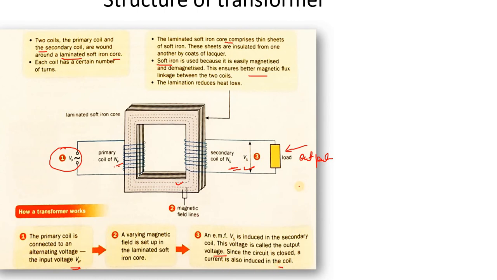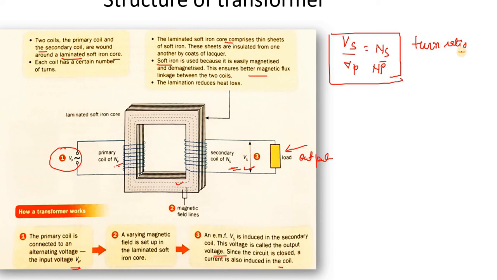Here there is one very important formula, which tells you the relation between the voltage and the number of turns. The relation is Vs by Vp equals Ns by Np, where N is the number of turns. Please write it down in your notebook. This is a very important formula to solve all kinds of problems in the transformer. This is also called the turn ratio.